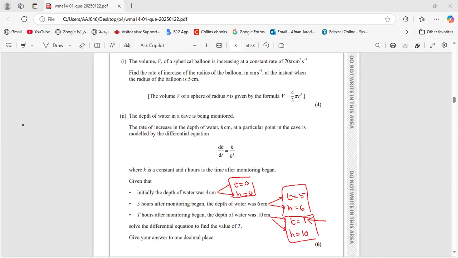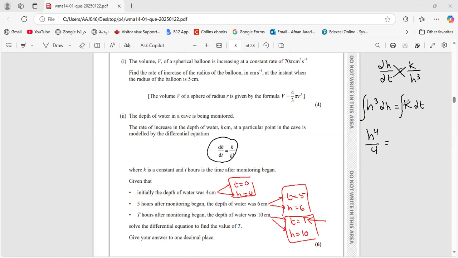First of all, the differential equation is dh over dt equals kh cubed. You need to put h with dh and t with dt, then integrate both sides. So by cross multiplying, it will be h cubed dh equals k dt. Then to integrate both sides, h cubed, add 1 to the power and divide by the new power, and the integration of k dt equals kt plus c.